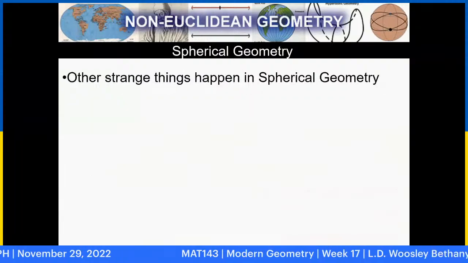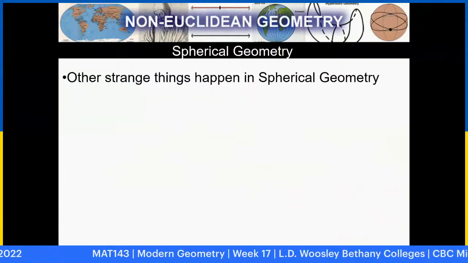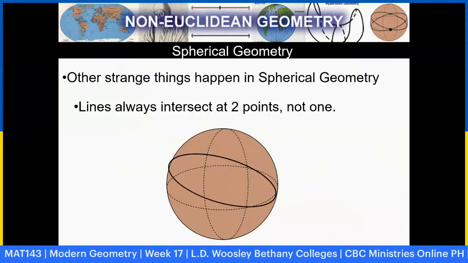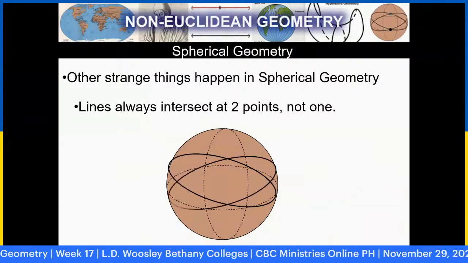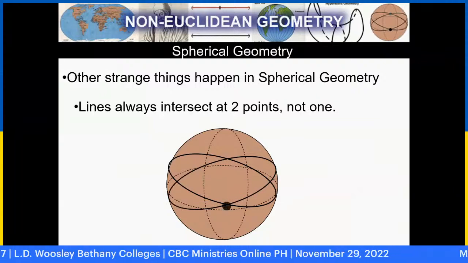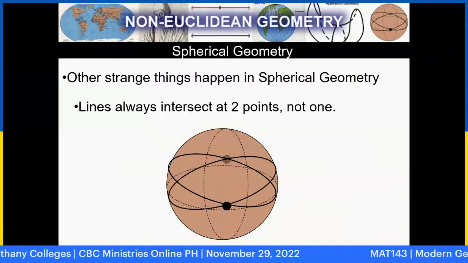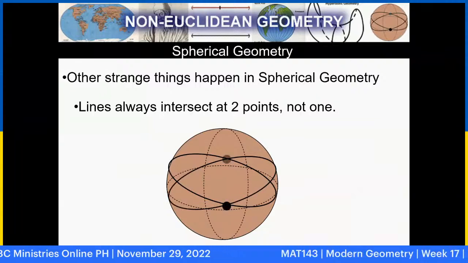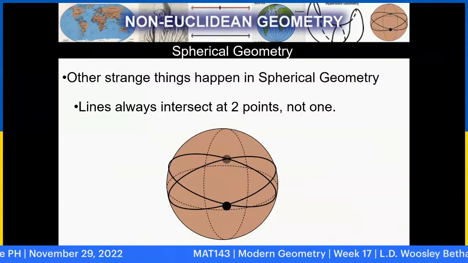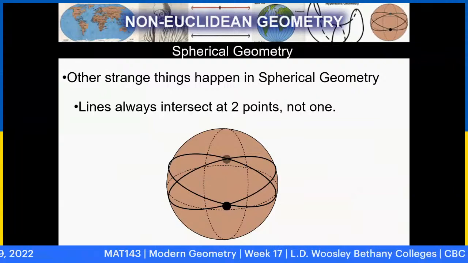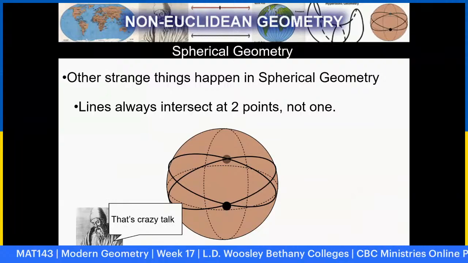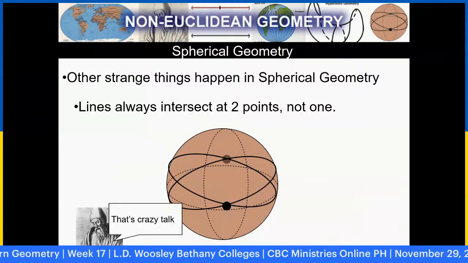That's a common mistake. Another strange thing in spherical geometry is that lines always intersect at 2 points, not 1. That's the weird thing for any line on a sphere. It always intersects at 2 points. That's crazy according to Euclid.